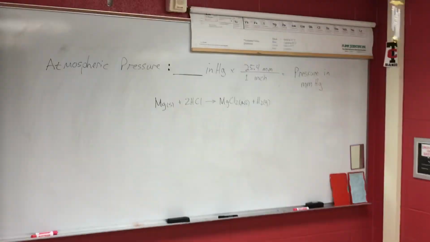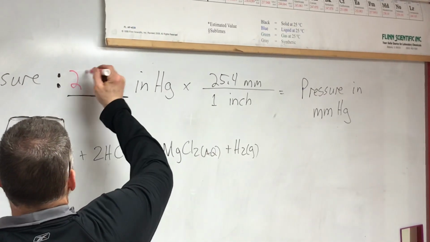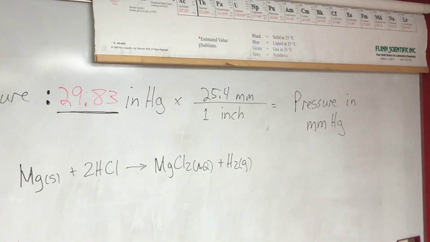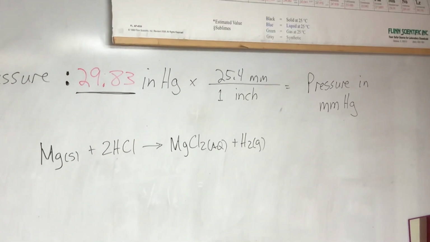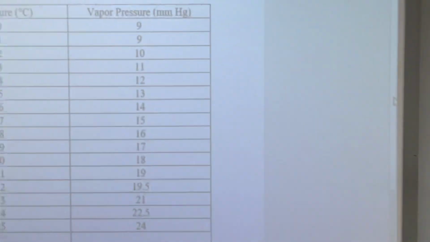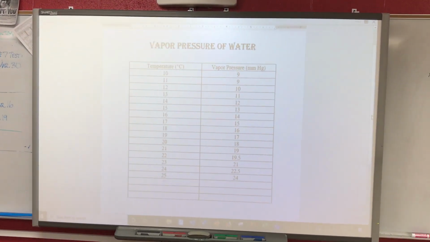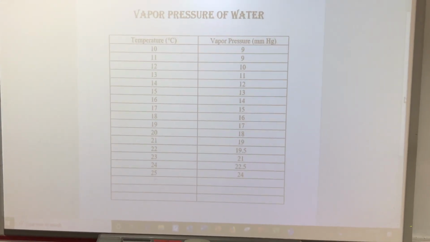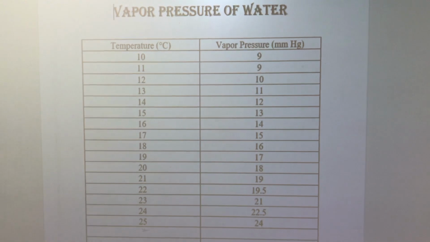So you probably remember this from the last lab. We've got 29.83 inches of mercury. We can convert it to millimeters by multiplying by 25.4. Now we're also collecting this gas over water, and so knowing the water vapor pressure at our temperature is going to be important. Temperature is about 21 degrees. So we go to 21 degrees, which gives us a vapor pressure of water of about 19 millimeters.